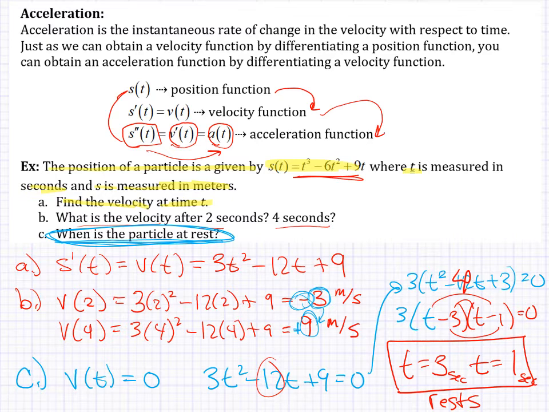So here it was going one direction between 2 seconds and 4 seconds, 3 seconds, and then there it stopped, and then it started again going in the opposite direction, and that's why we have a positive. It also stopped before that at 1 second as well. But anyway, to answer C, the particle's at rest at 2 different times, 3 seconds and 1 second.